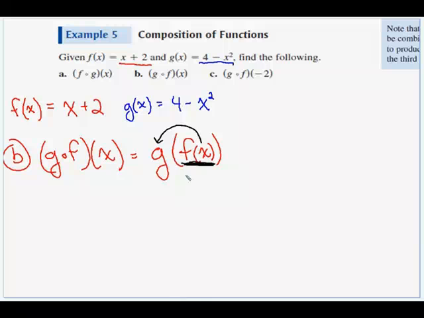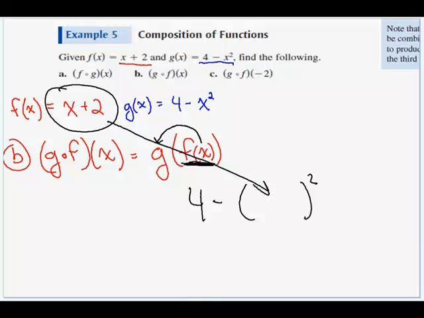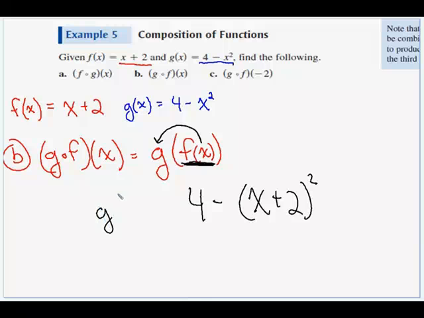So I'm going to have my g function was 4 minus x squared, or something squared. Now that something is the entire other function. I'm going to take this x plus 2 and plug it right in. x plus 2 quantity squared. So this is g of f of x.